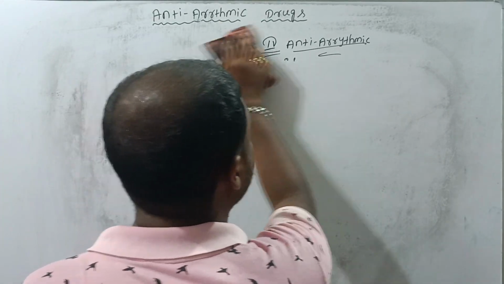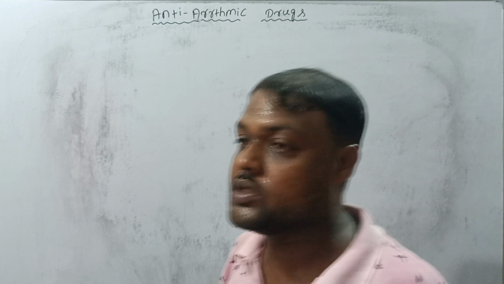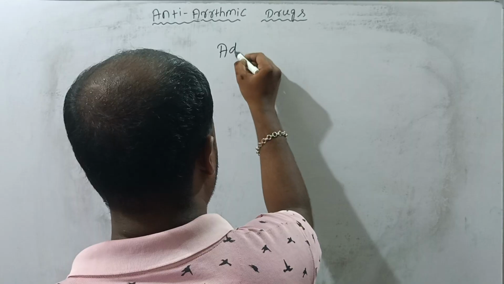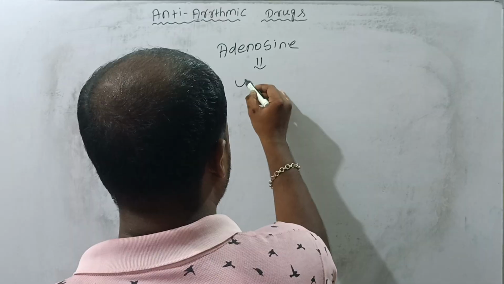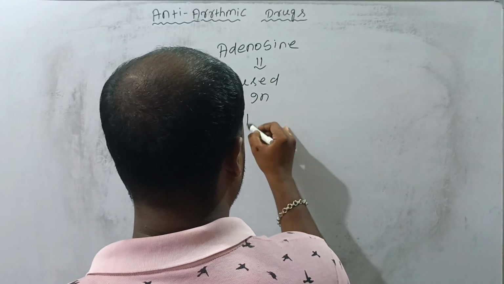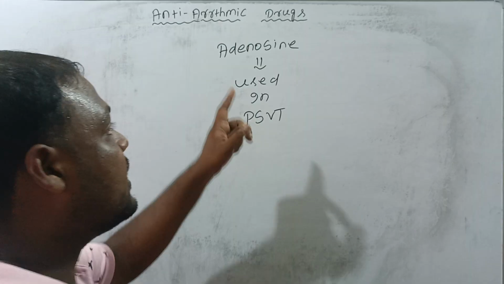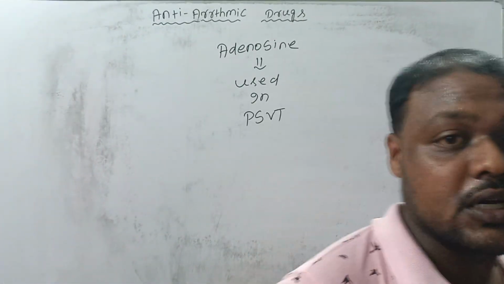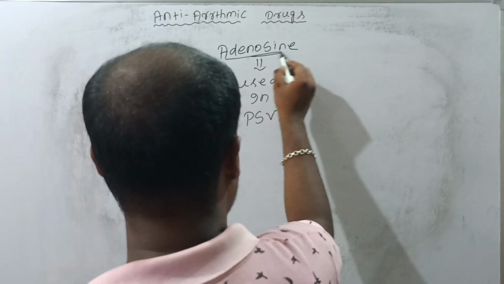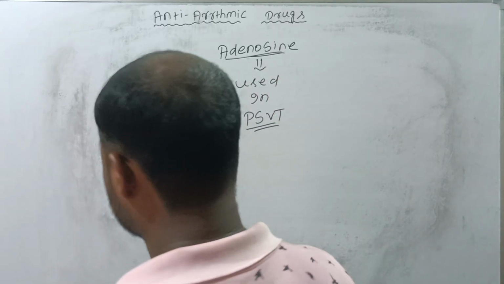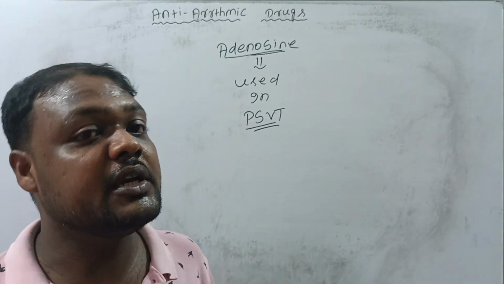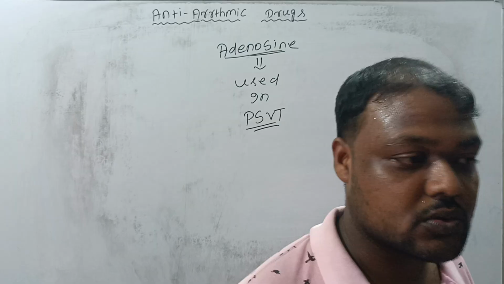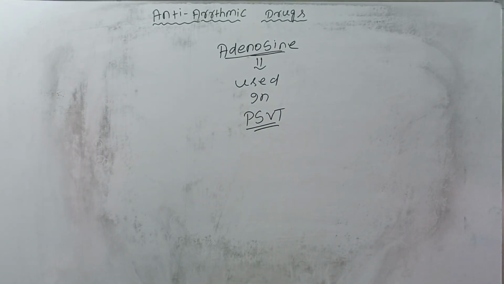Then adenosine is also an antiarrhythmic drug that is used in PSVT. Adenosine is used in PSVT cases. Clear? In PSVT, adenosine is given by the IV route, pushed immediately with the hand raised, so that it blocks the arrhythmia.